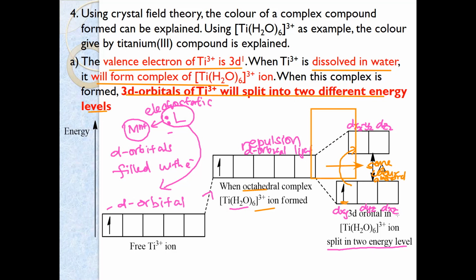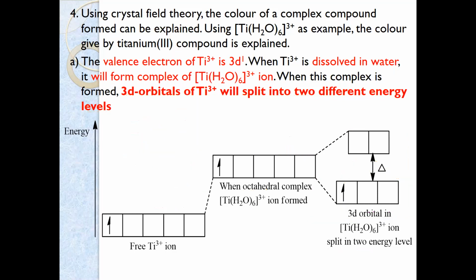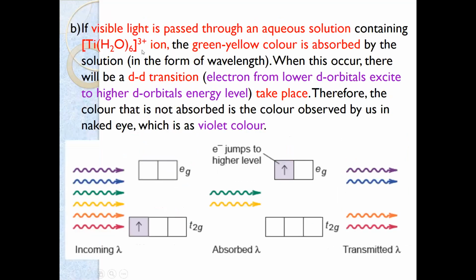So when the d orbitals are split into the two energy levels, and the white light, the visible light, passes through the aqueous solution of [Ti(H2O)6]³⁺, in this case it is the yellow-green that is absorbed. So when the yellow-green is absorbed, electrons are able to excite from the lower energy level to a higher energy level. So we claim that this is a type of d-d transition taking place.